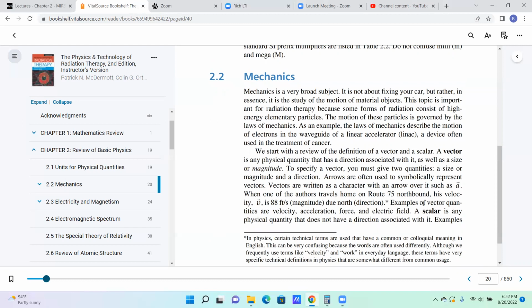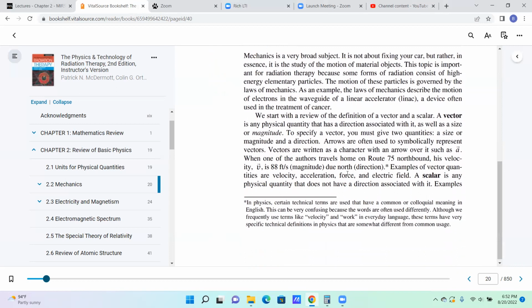Mechanics is going to be the subject of the second section. Mechanics describes how material objects move. They're governed by certain laws, and those laws help describe motions of electrons in a waveguide of a Linac. And so that's how you can see this particular tie-in.